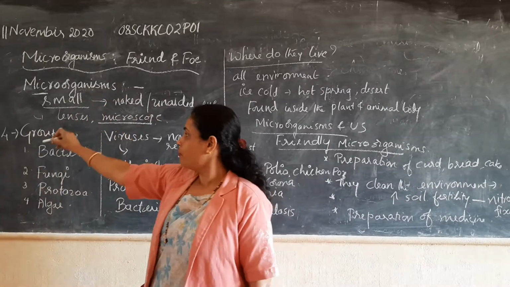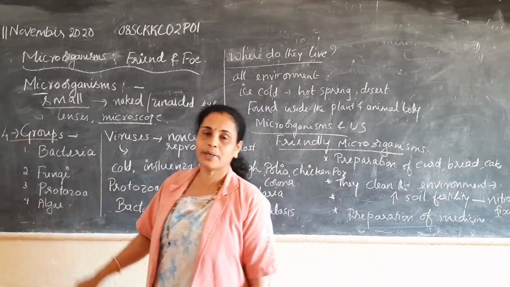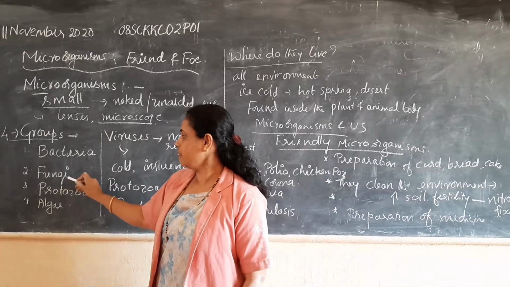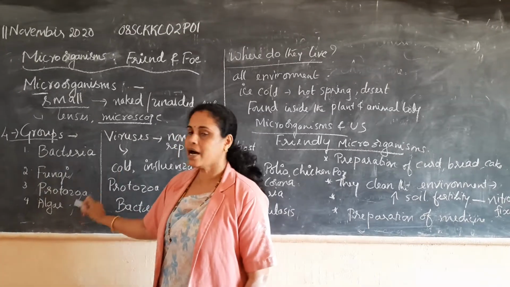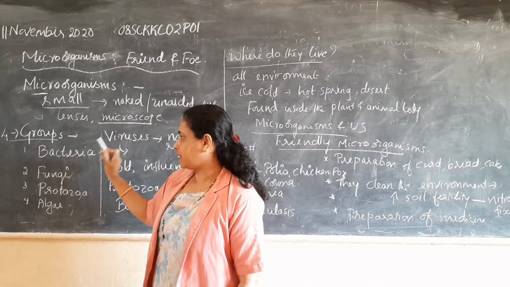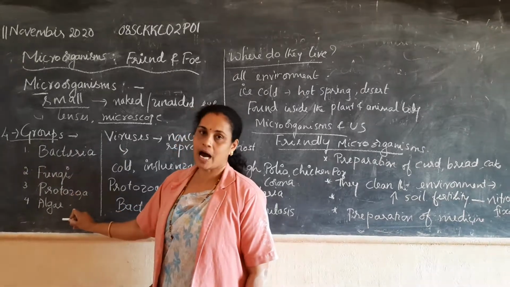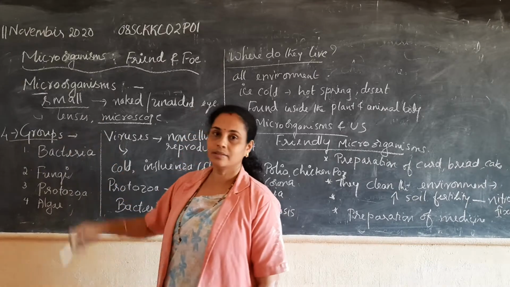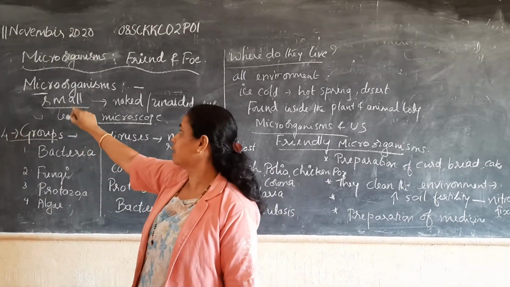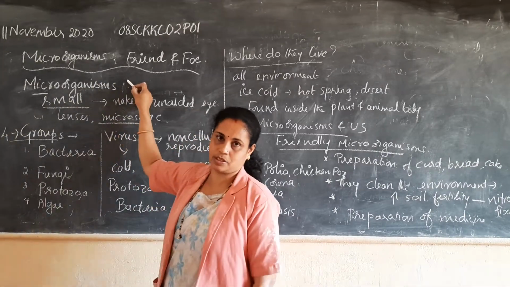So there are 4 groups of microorganisms: bacteria, virus, protozoa, algae. So bacteria, fungi, protozoa, algae come under these groups. That means there are 4 groups under microorganisms.